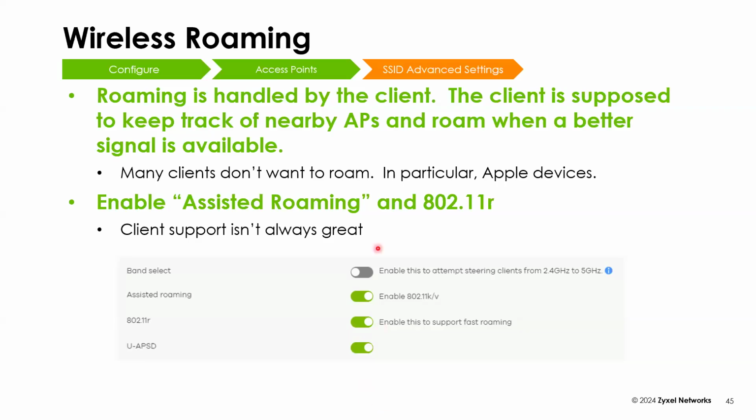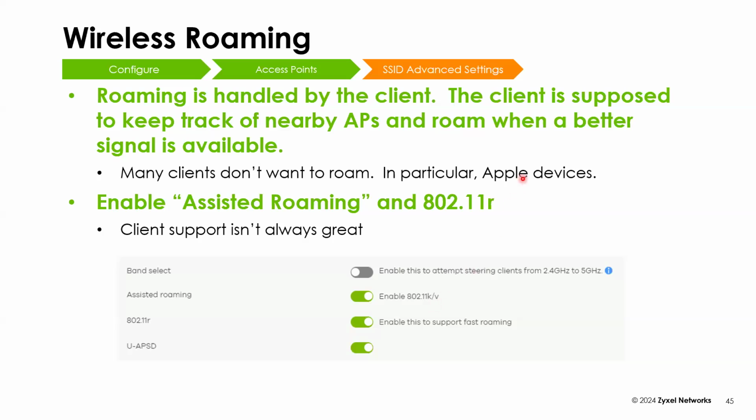Now, there is a feature called assisted roaming you can turn on in the Nebula interface. I think it's 802.11k and v. Not all client devices support it. So turn it on. It doesn't hurt. It doesn't often, though, solve the problems.